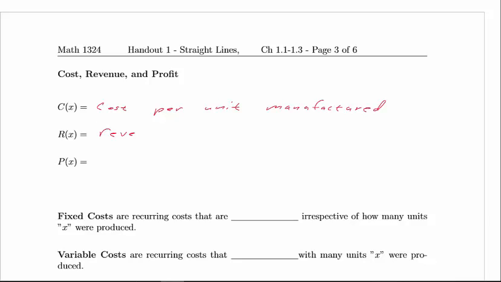R of X, that is the revenue per unit sold. So X stands for the number of units you sold, and for simplification purposes, we'll just assume that in general the number of units sold is the exact same as the number made, though in real life this is not always the case. P of X, that is the profit per unit sold.